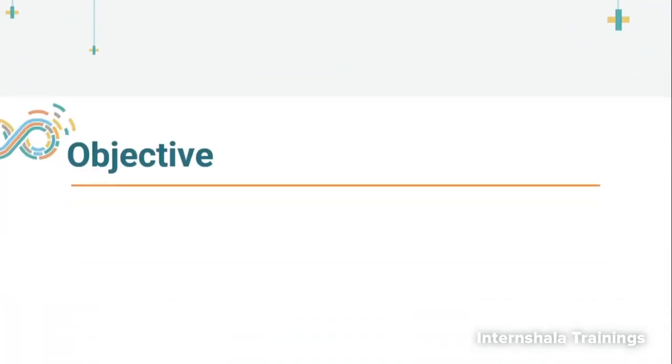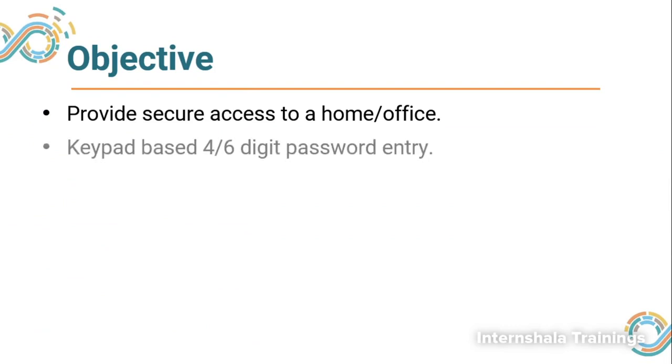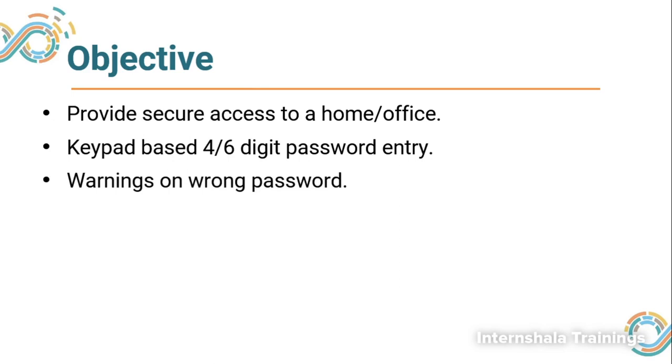We are going to talk about a new project, and that is a password protected door lock. In this project, we provide secure access to any door which is part of our home, office or any building. We are going to use a 4 or 6 digit password to enter the premises. If someone enters the wrong password, a warning signal or message can be generated for him or her.